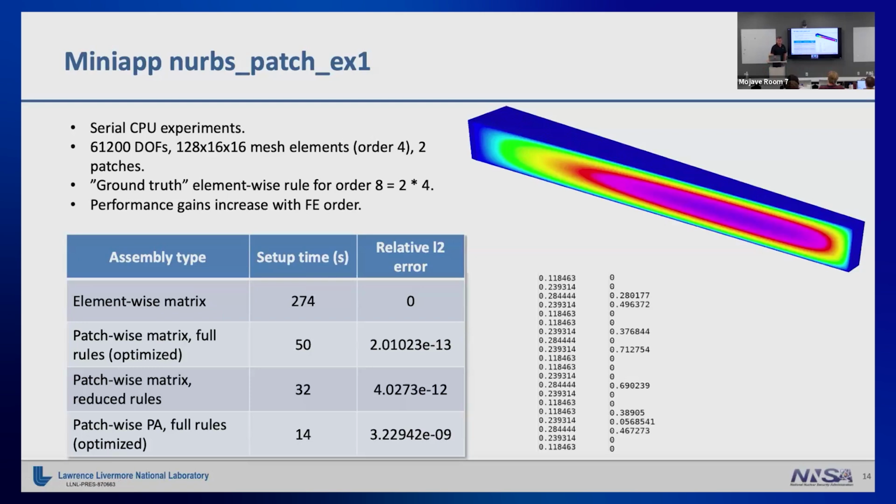And now, if we use the reduced rules in 1D for each basis function, we can get further speed up. It's only 32 seconds for the patchwise matrix assembly. And the error introduced by this sparse quadrature rule is negligible. We're still about on the order of the round off error here.